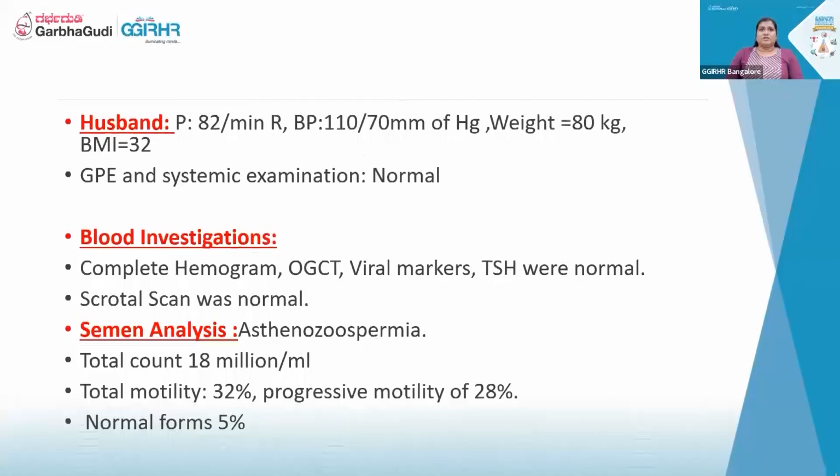Husband's general physical examination was normal. He had asthenozoospermia, probably because of the previous mumps history. Total count was 18 million per ml, and total motility was 32 with progressive motility of just 28%.